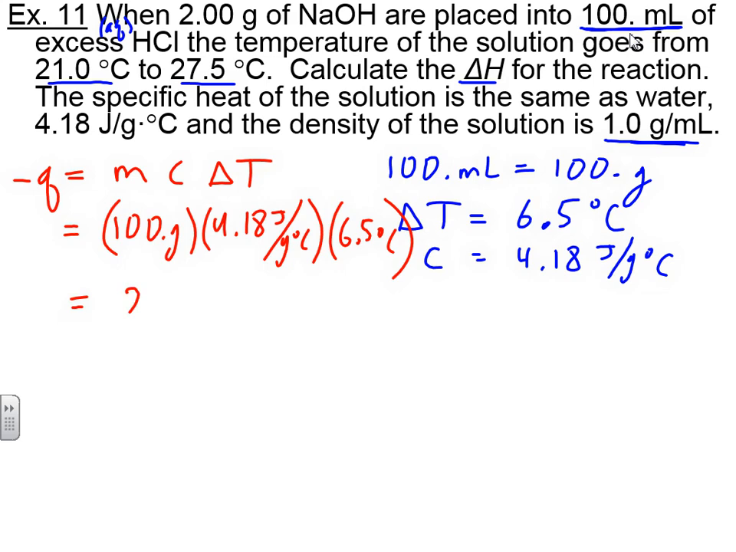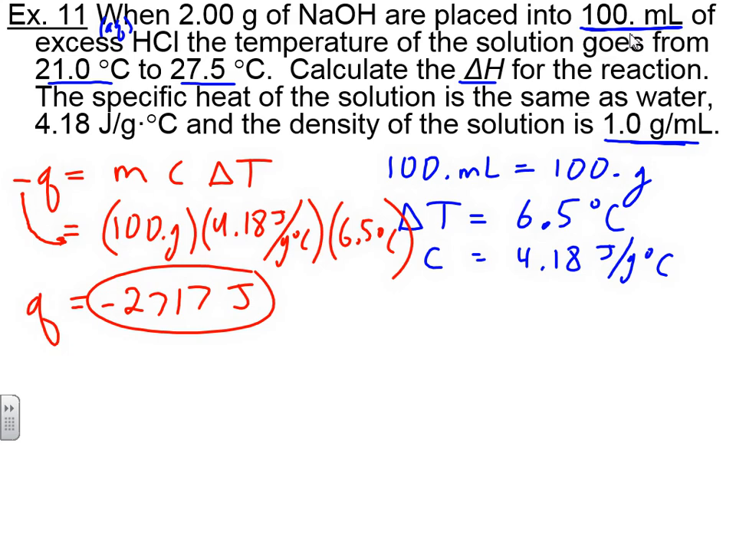Let's go ahead and keep some more sig figs just for now. And this will be negative if we transfer the negative over to the other side. This is negative 2717 joules. Okay, we're not finished quite yet. This is Q. This is heat. How much heat was released by the small amount that we reacted.